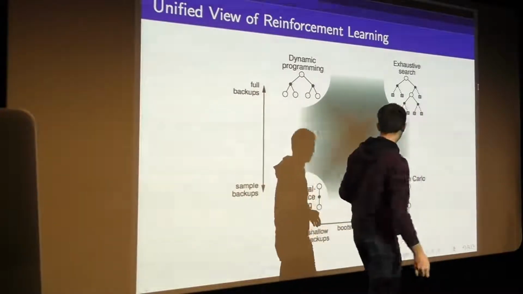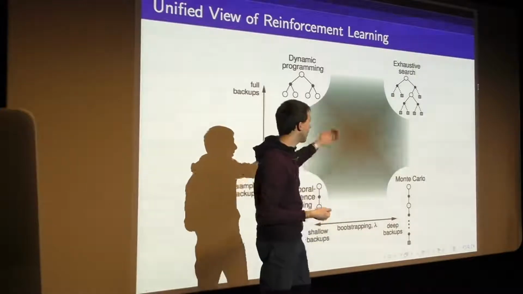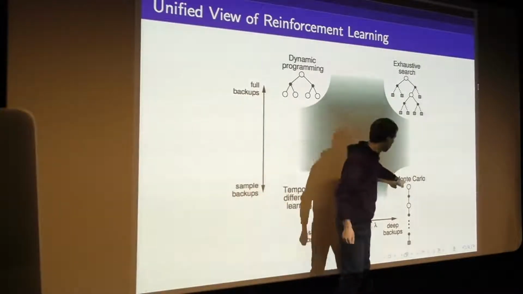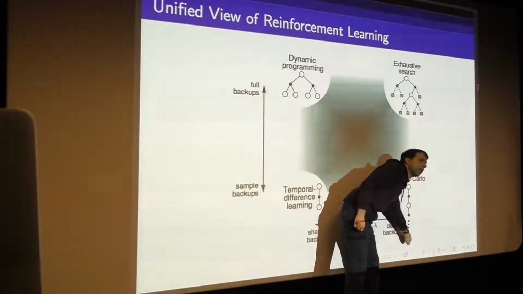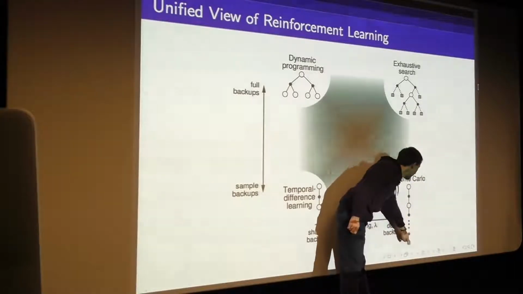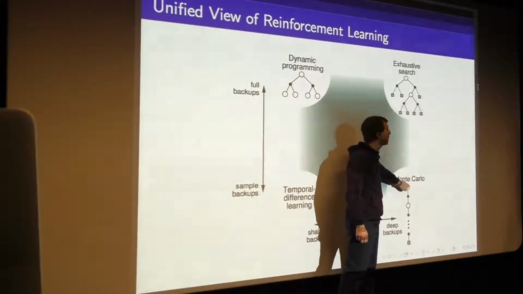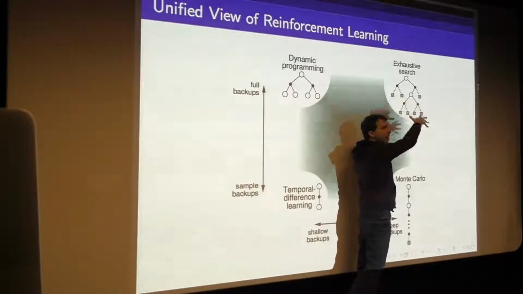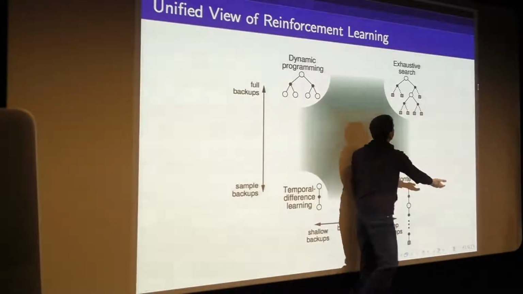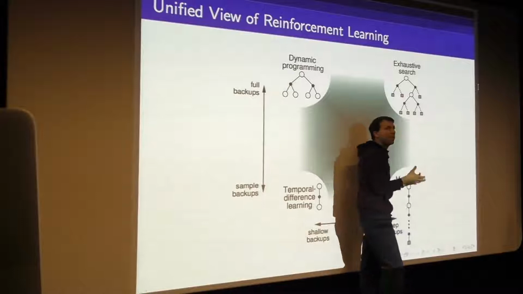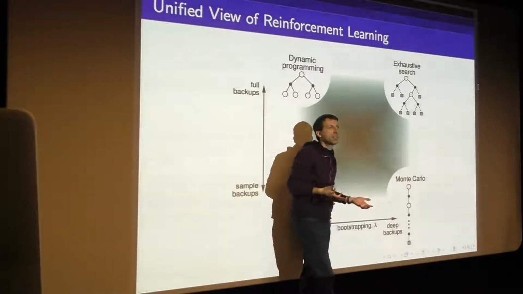In contrast, we can do these deep backups with Monte Carlo, where we go all the way to the end of the episode and we look at what happened right at the end, and we back up the actual return all the way to the value function here. Similarly with exhaustive search, you can do an exhaustive look ahead all the way to the end, back that up all the way to the root, without ever bootstrapping from your own value estimate.